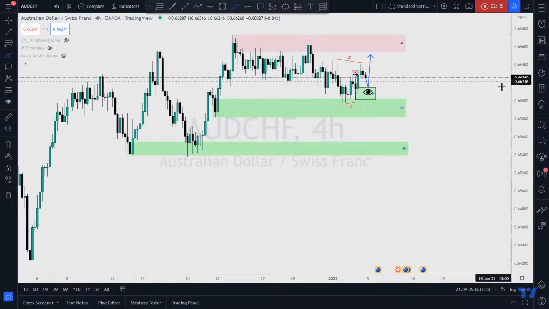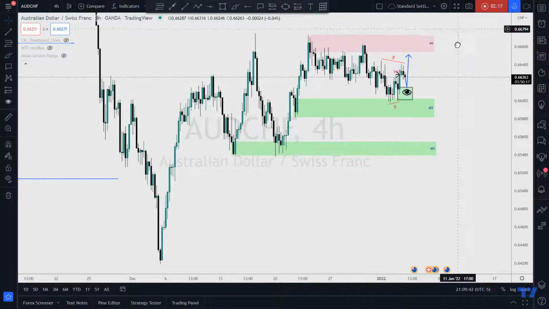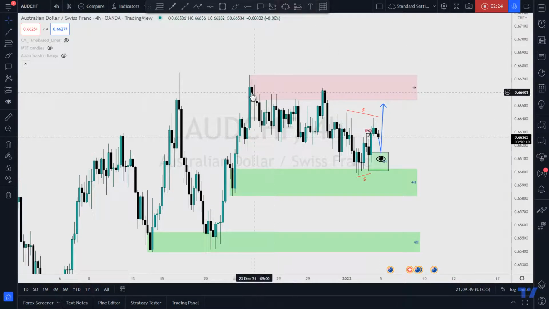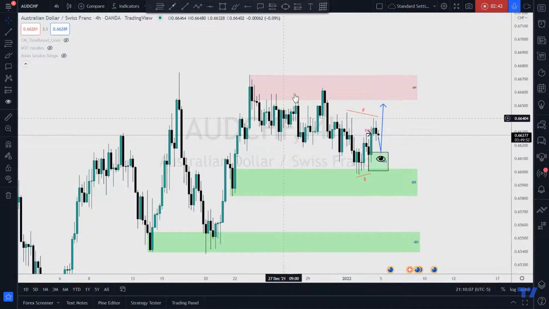What do we see? You see, I've drawn in some 4 hour areas of supply and demand. We have 4 hour supply here, 4 hour demand here. And we can see how price is reacting to these zones. We drop from the supply into this demand area, and we see that there is a reaction here, right? It's a pretty tight consolidation that we've been in for a little while, looking for a breakout.